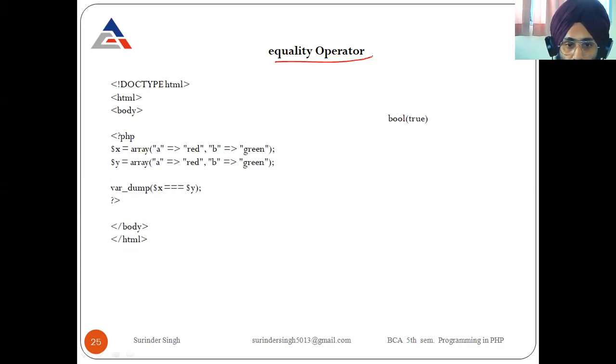Here we are using only two symbols. This is another example. In this example, we have the same keys and values in both arrays x and y. In this case, it returns true. Now see, these are string values. Also the keys are in string form. Clear?